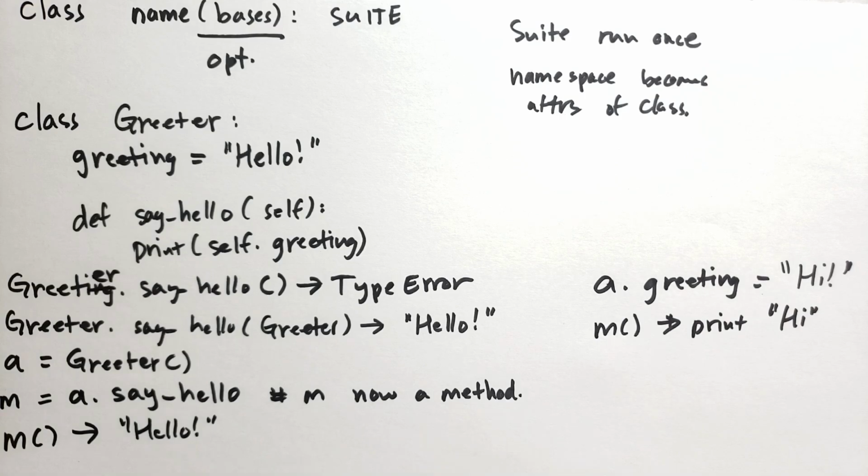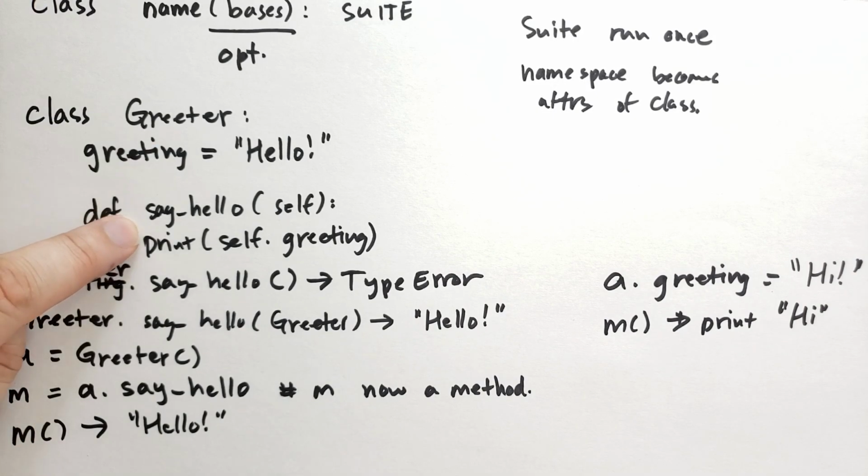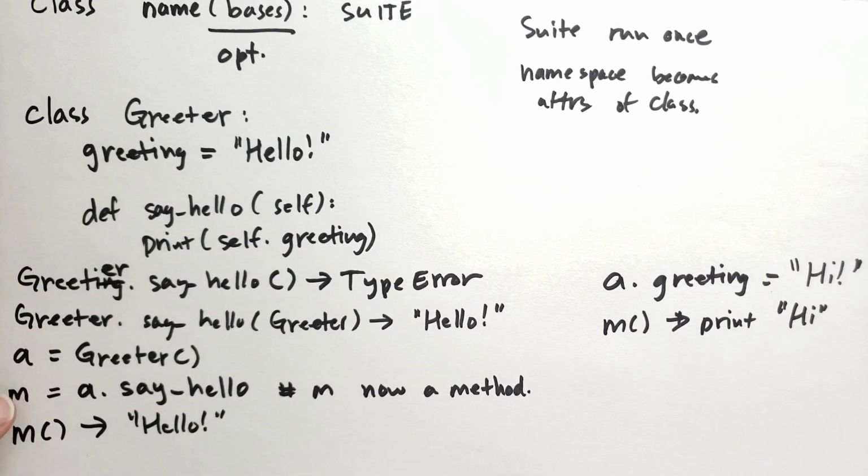Okay. I know this is a little confusing, especially for people that are new to programming. This is something you just kind of have to get used to. Functions that are defined in the class's namespace, when they're accessed through an instance of that class, become bound to that instance. And so when you call that, the first parameter is always going to be the instance itself. Okay? That's just something you have to get used to.